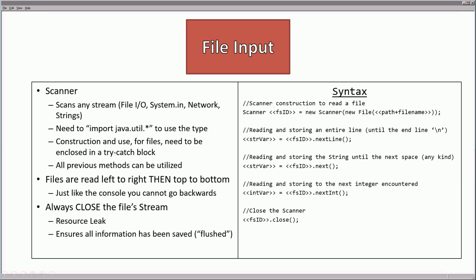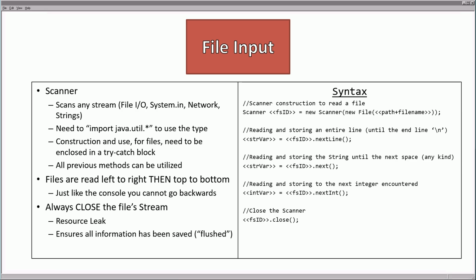Some very common methods that we should consider using is if we're reading the entire line. So starting from wherever the cursor starts in the file up until it encounters a next line, we can use the method nextLine to basically read this entire string and store it into the string variable.